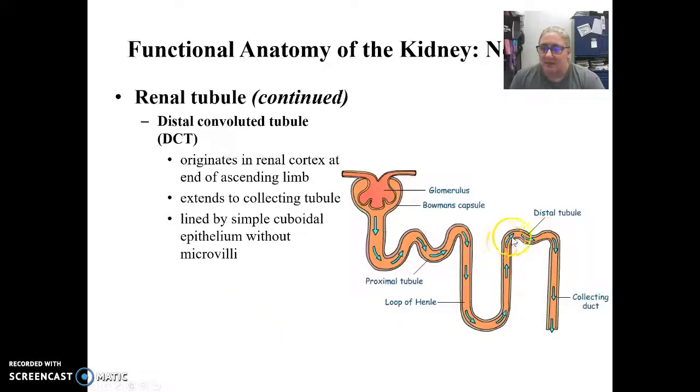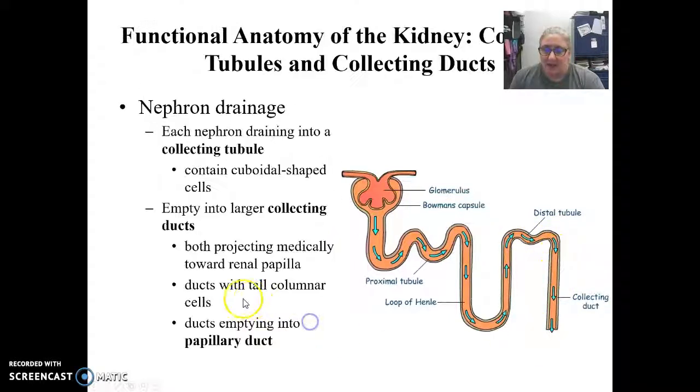The distal convoluted tubule starts at the end of the ascending limb of the loop of Henle, and it leads to the collecting duct. So this area also has minimal reabsorption and secretion because it doesn't have the microvilli that is found in the proximal convoluted tubule. But the distal convoluted tubule does lead to the collecting duct. So the collecting duct is where urine collects. So as the filtrate moves to the renal tubule, it becomes tubular fluid.